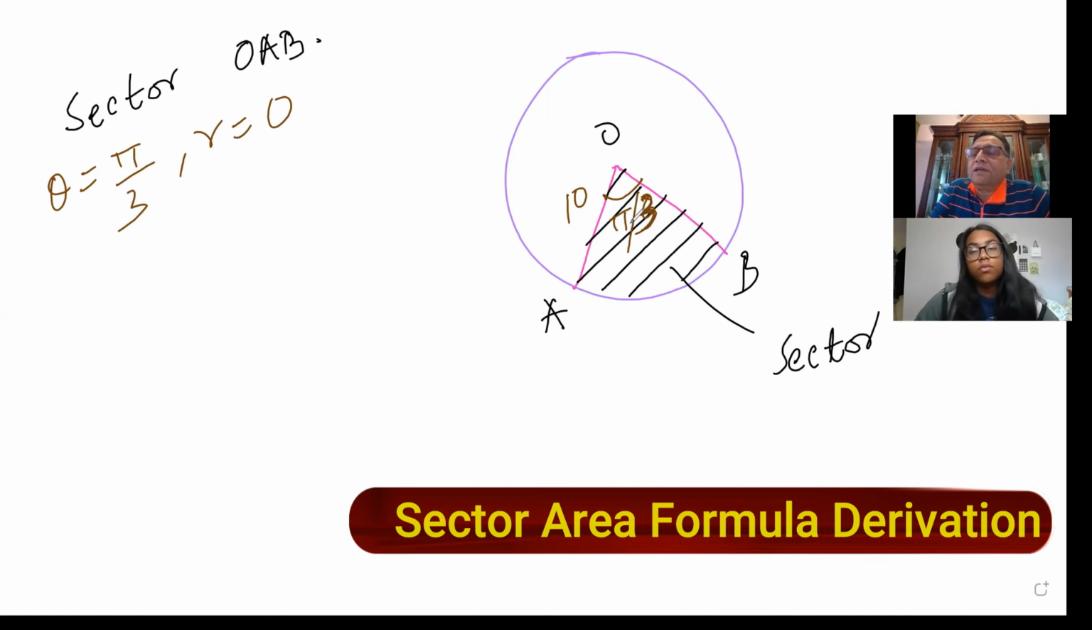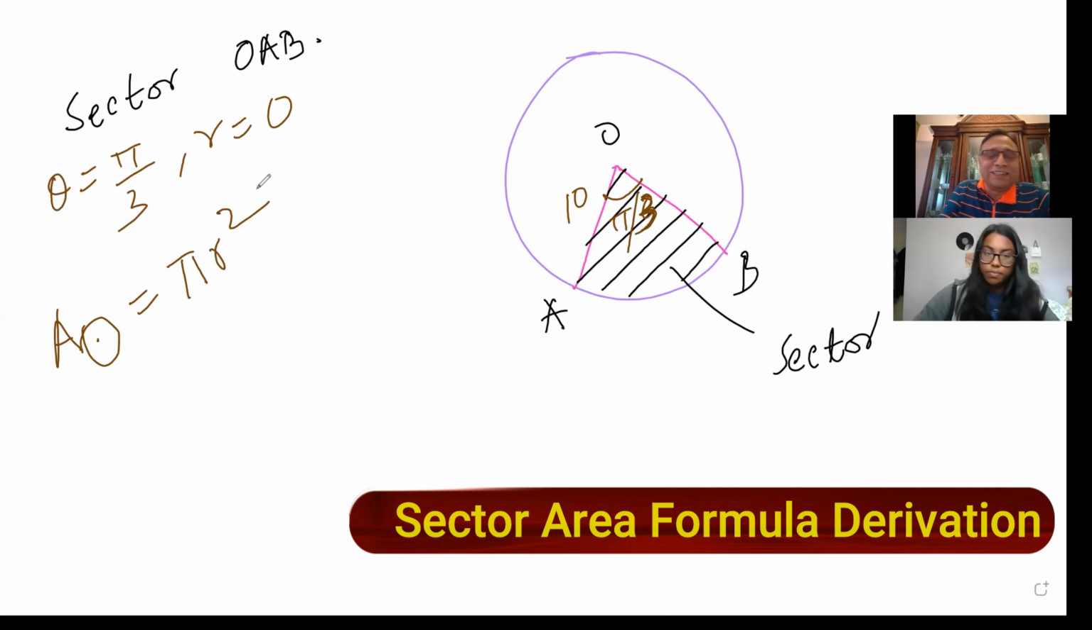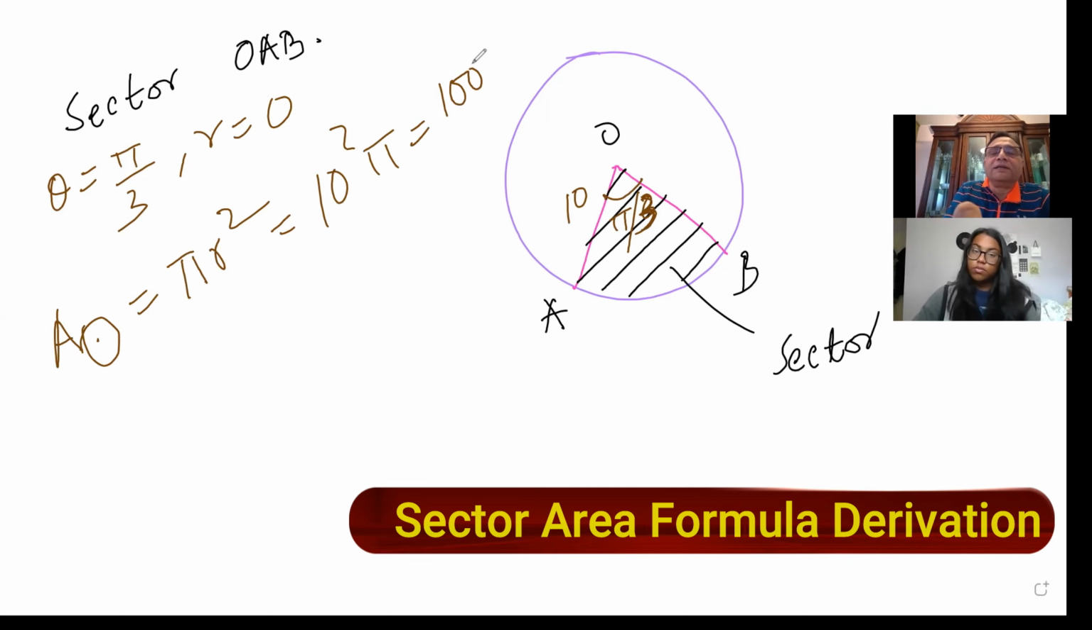Well, to find the sector area, we know it is in the same proportion as the angle, correct? What is the total circle area? Pi r square, you know that. It's a default thing, right? Which is 10 square pi, or 100 pi. Clear?